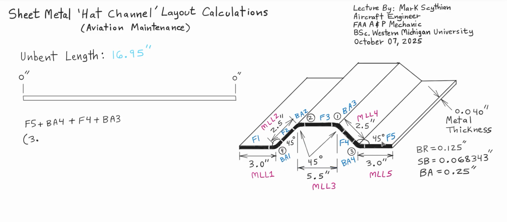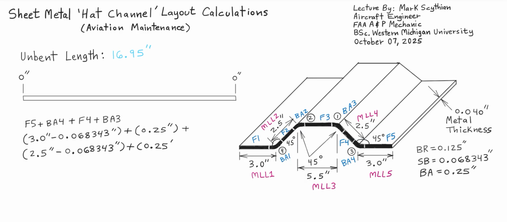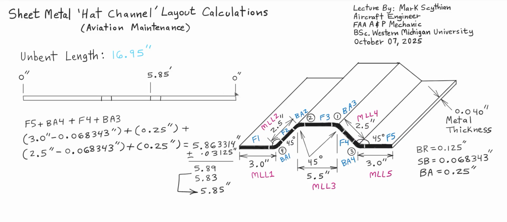So that is the distance from the right side 0 point: flat 5 plus bend allowance 4 plus flat 4 plus bend allowance 3. So we can add these three values up. So we get a value of 5.863314, plus or minus is going to be 5.83 to 5.89, so we'll use 5.85. So we would start our bend from the right side zeroed in.